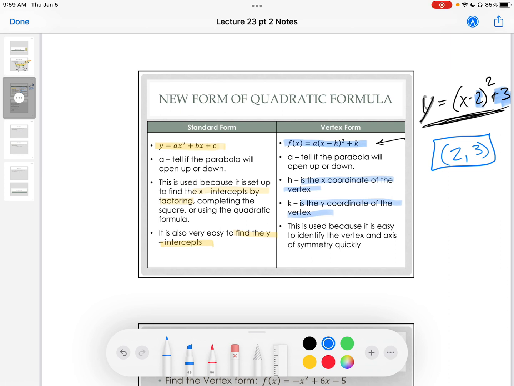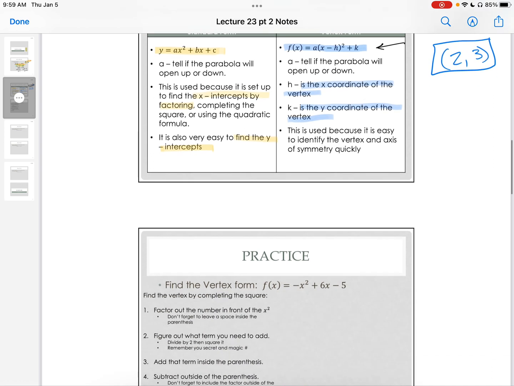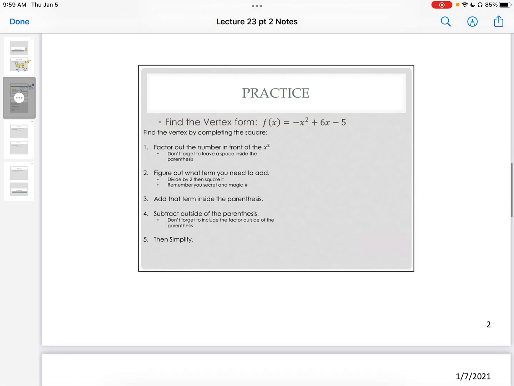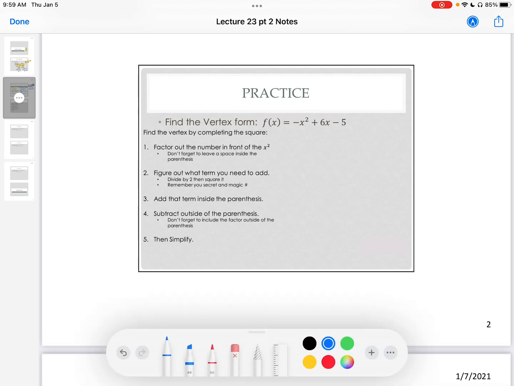Okay, so we're going to practice converting an equation to the vertex form, and then after we do that, in the second video we'll have 3 more examples that I want to try with you guys. So starting out, I have f of x equals negative x squared plus 6x minus 5. The first thing that you have to do is factor out any number that is in front of the x squared.